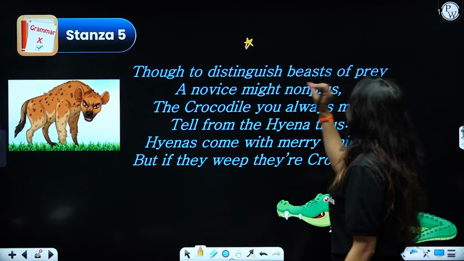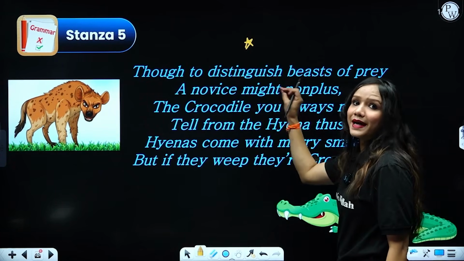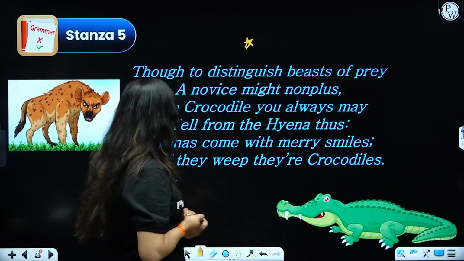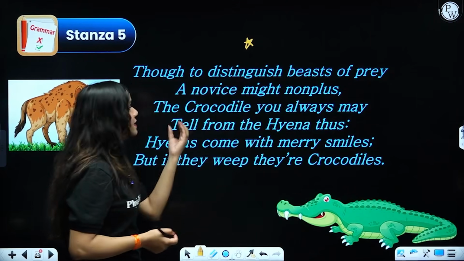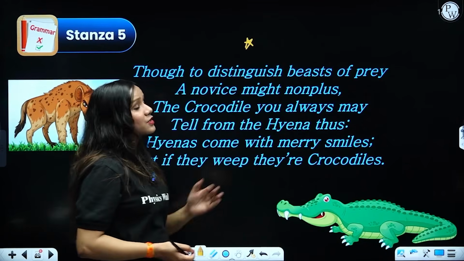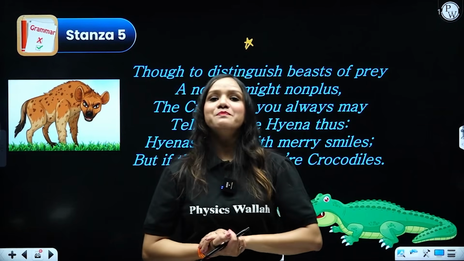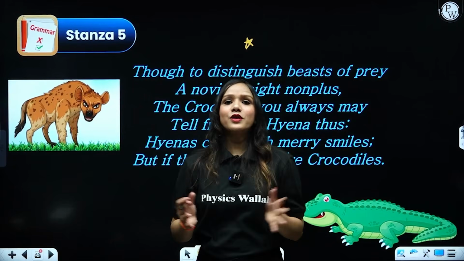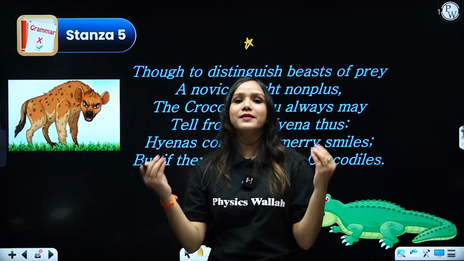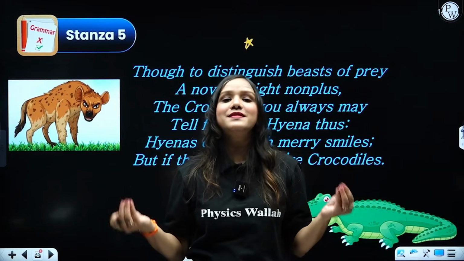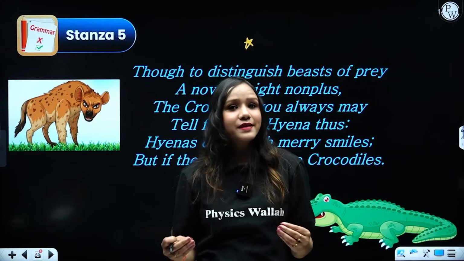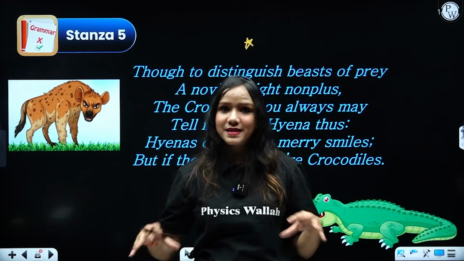Though to distinguish beasts of prey, a novice might nonplus. Again, there is poetic license, right? So now you see the crocodile you always may tell from the hyenas thus. Hyenas come with merry smiles, but if they weep, they're crocodiles. So in this particular stanza, the poet has clearly and beautifully differentiated two animals. One is the crocodile and the other one is the hyena. And what is that distinctive, peculiar feature which makes them different?